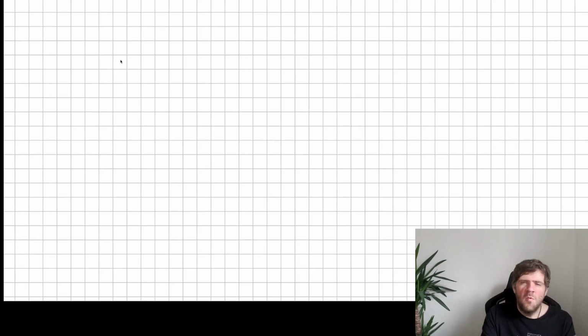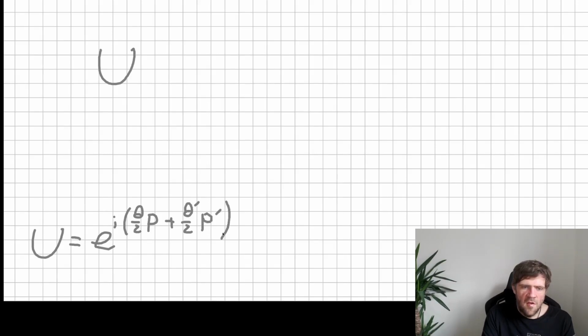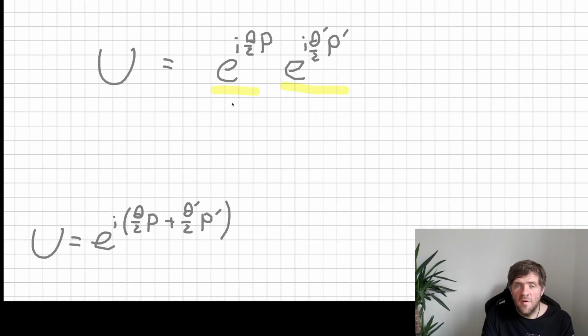Explicitly, what we would want is that the unitary we're trying to get, e to the i, theta over 2p plus theta prime over 2p prime, is equal to e to the i theta over 2p times e to the i theta prime over 2p prime, since we have the ability to do this game and the ability to do that game, so just by doing them both we would be able to create this unitary. However, it doesn't work because they don't commute in general.